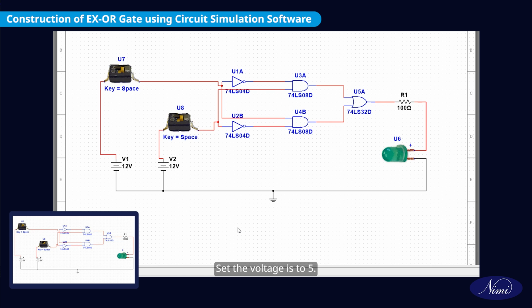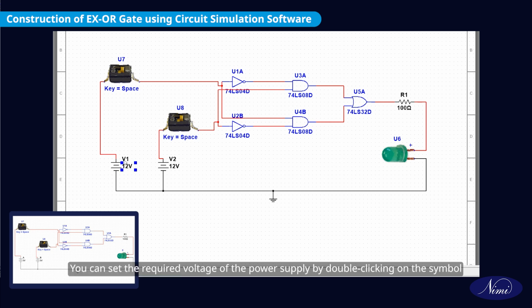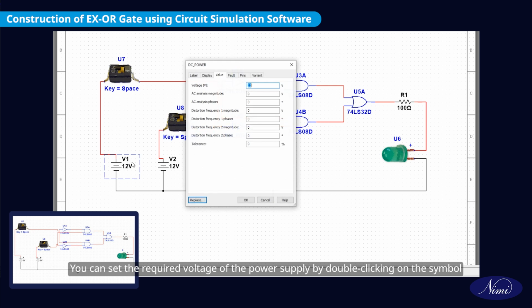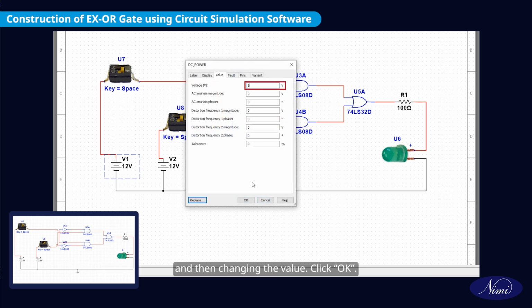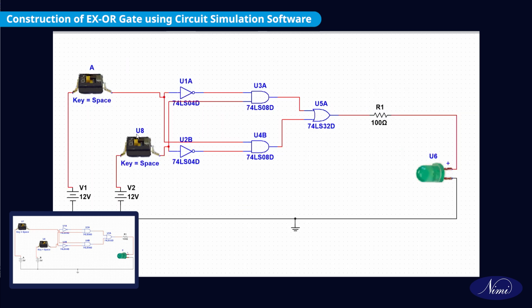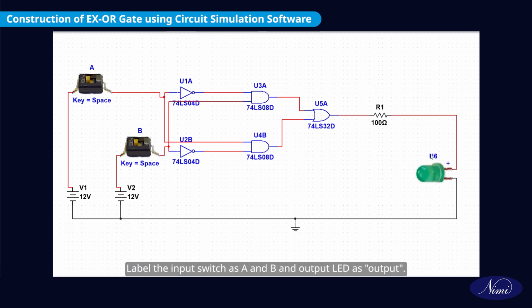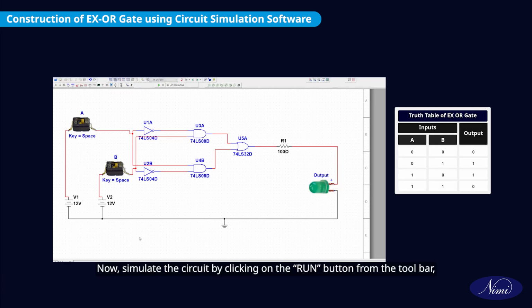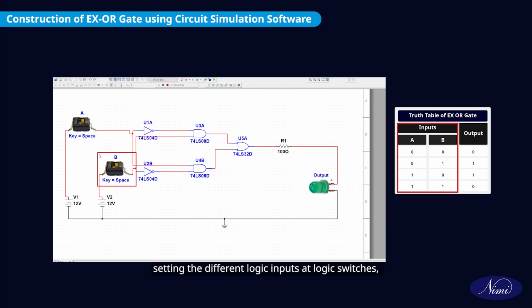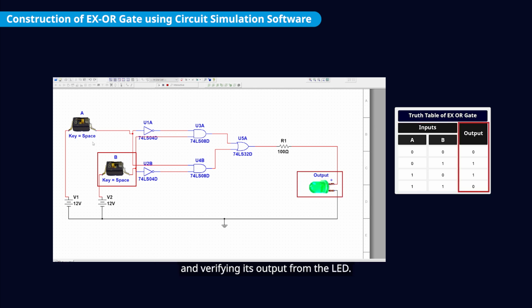Set the voltages to 5. You can set the required voltage of the power supply by double-clicking on the symbol and then changing the value. Click OK. Label the input switch as A and B and output LED as output. Now simulate the circuit by clicking on the Run button from the toolbar, setting the different logic inputs at logic switches and verifying its output from the LED.